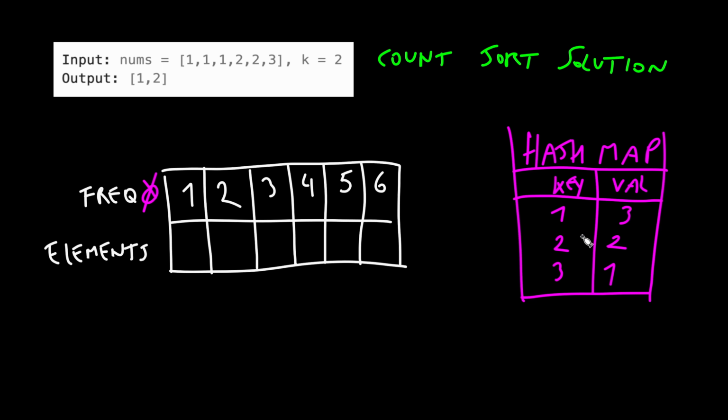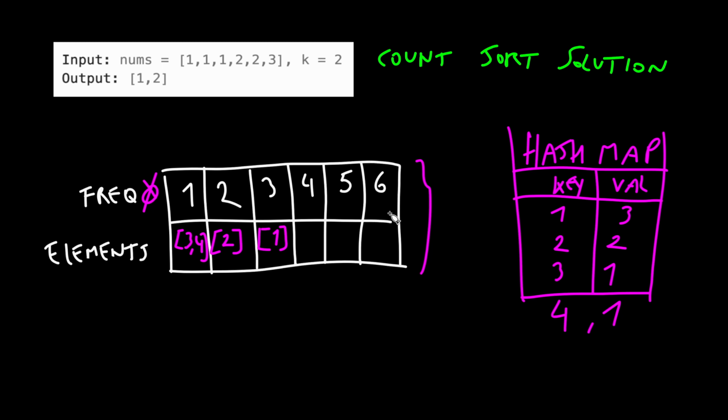Once we have filled the hash map, we want to fill this frequency array, let's call it like this. So in this case, 1 is appearing 3 times. So we're going to have a list here with all the elements that are appearing 3 times. In this case, it's just 1. 2 is appearing 2 times, so 2 is going to go here. And 3 is appearing only once, so 3 is going to go here. Let's say, for example, we had another number here, let's say 4, which was appearing 1 time. That 4 would go here as well. So as you can see, this is a list.